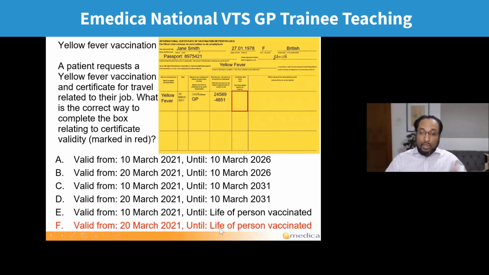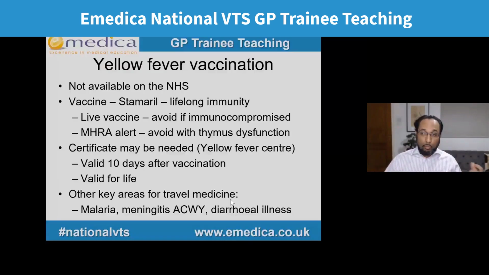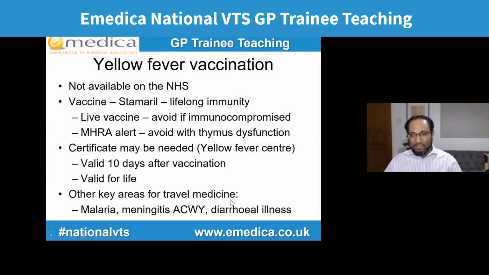Now, in the old guidelines, the validity used to be for 10 years. So some of you that picked 20th March and 10 days, D, that wasn't many people. But in the old guideline, that would have been right. It used to be 10 years validity. It was never 5 years. So yellow fever vaccination is one of those that's not available under the NHS.